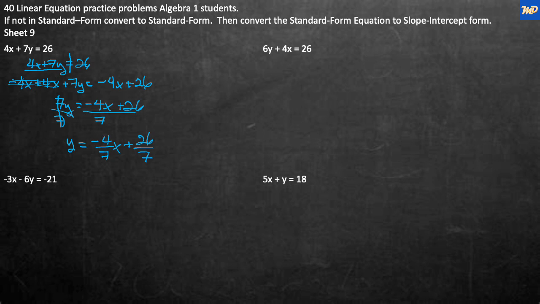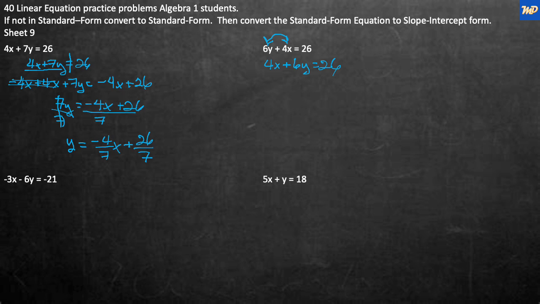6y, 4x, 26. The 6y and the 4x are in the wrong location. We need to move the 4 over here and the y over here. So we're going to have 4x plus 6y equals 26.